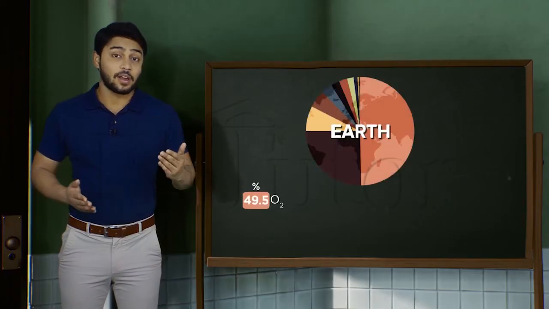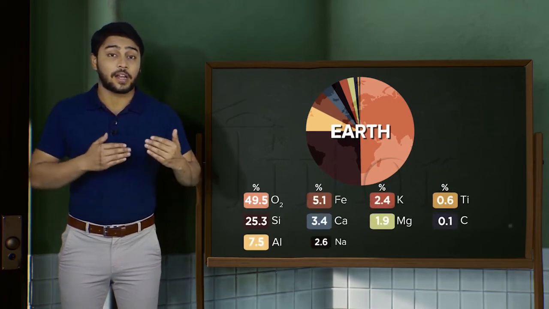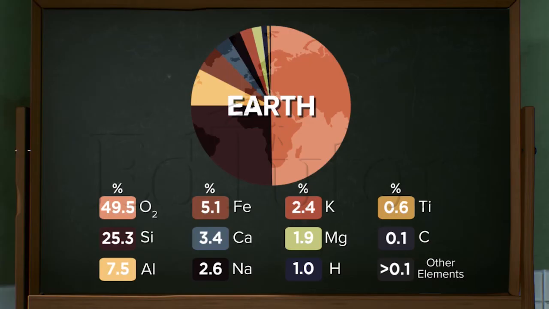So, regardless of the state they are in, all elements occurring naturally are in the Earth's crust, in the atmosphere and in the ocean, but their occurrence may vary in percentage.